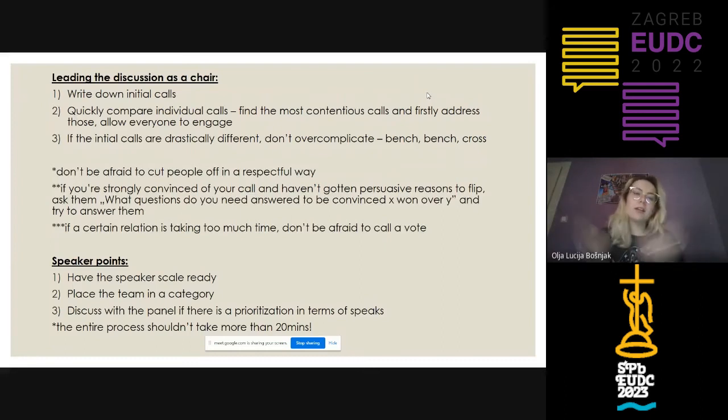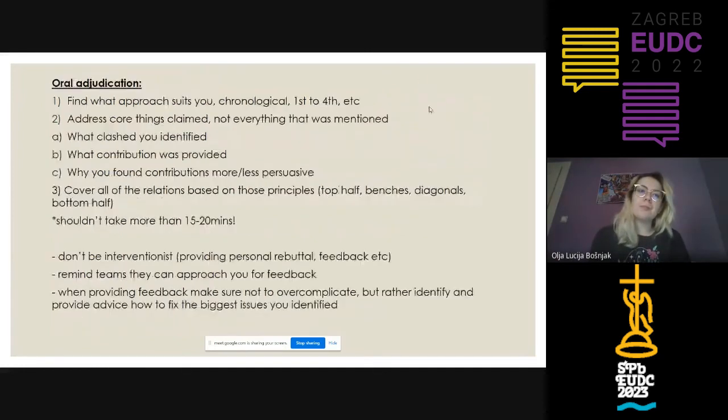Again, the entire process shouldn't take more than 20 minutes. For all of this to happen, we always have to be quite time sensitive. And I think this is the last thing: once you're starting oral adjudications, just find an approach that suits you, that makes the most sense in your mind. Very often it is chronological, in terms of OG, OO, CG, CO. Some people like to do it first to fourth. Some people do it fourth to first. There are a lot of options; what makes you feel most confident that you'll be able to explain it well is the approach that I would advise.